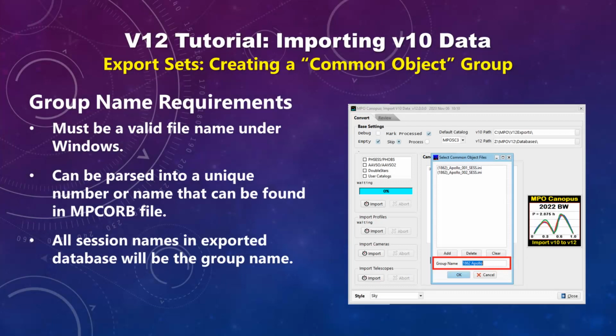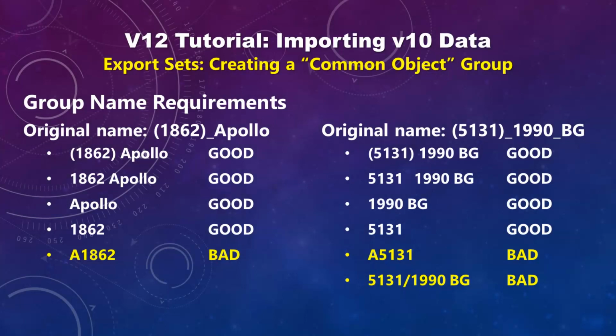This will be the base name of the file on the computer having the SDB extension. There are two requirements for the name. First, it must be a valid Windows file name, and second, it must be possible to parse the name into a unique number or name that can be found in the MPC.org file. Here are some examples of what are allowed and not allowed.